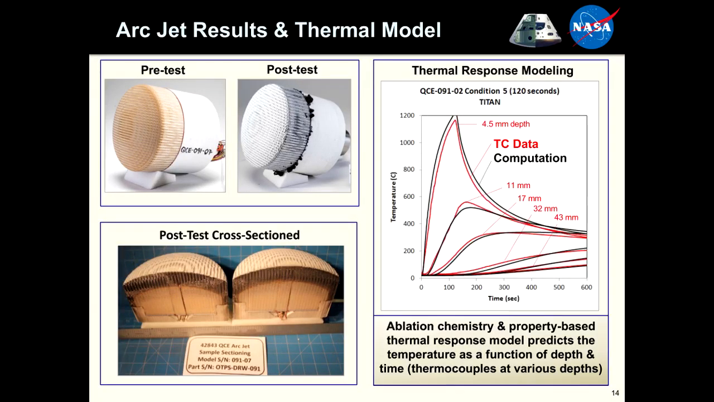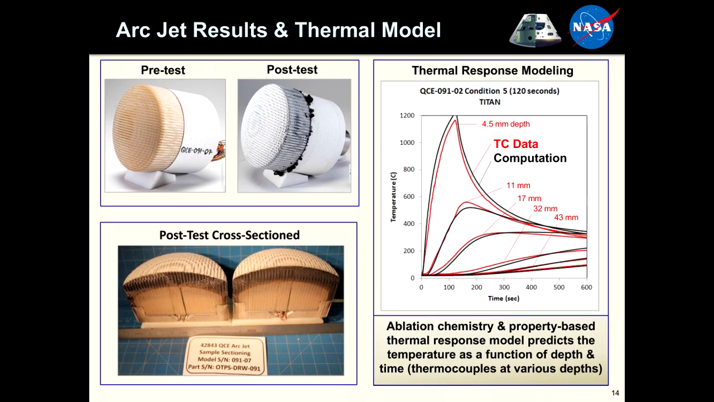But before we get there, I want to show a few results from the arc jet testing. The articles are shown on the left here. These are 4 inches in diameter. This is a pre-test photo and a post-test photo after it's been pyrolyzed and charred, somewhat ablated and receded in that test.